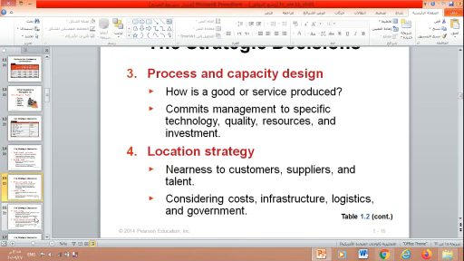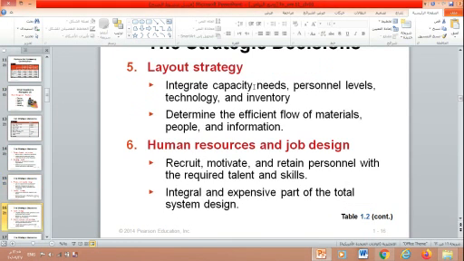Okay, and the fifth strategy is the layout strategy. It means integrating the capacity needed, personnel levels, technology and inventory, and also determining the efficient flow of material, people, and information.